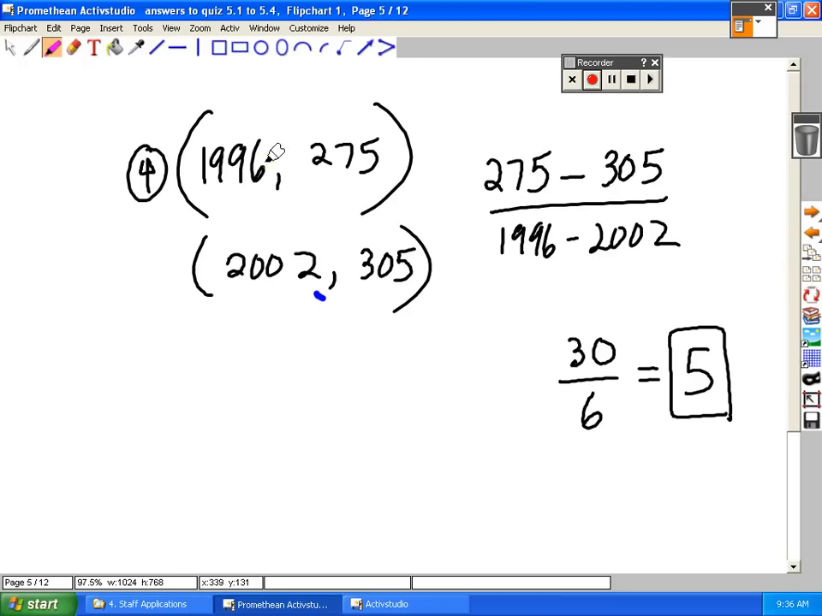Number four, the 2 points you get, the time is going to cause the y value to go up or down. So our 2 points are right here. I put them in my slope formula. The change of the y's is 30. The change of the x's is 6. So when I divide 30 by 6, you get a change of 5. So students are going up 5 every year.